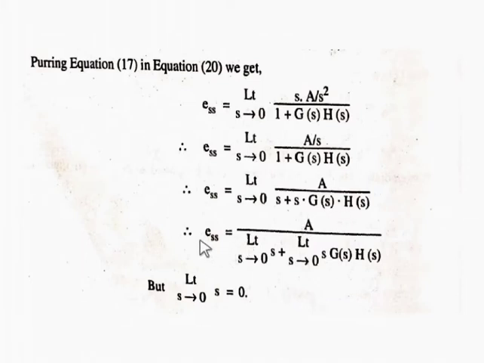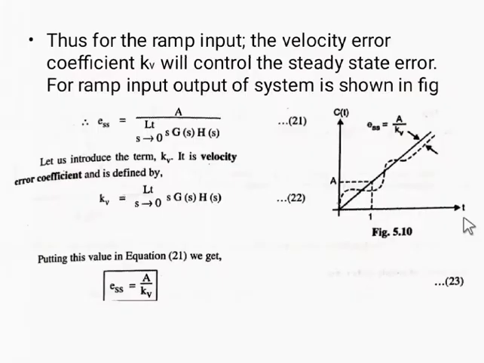So Ess equals A divided by limit s tends to 0 of s plus limit s tends to 0 of s GsHs. But limit s tends to 0, if we put the value of s equal to 0 in this term, it becomes 0. So this term is 0. So the final equation of steady state error Ess equals A divided by limit s tends to 0 of s GsHs.